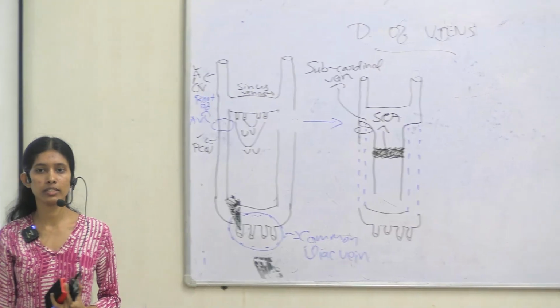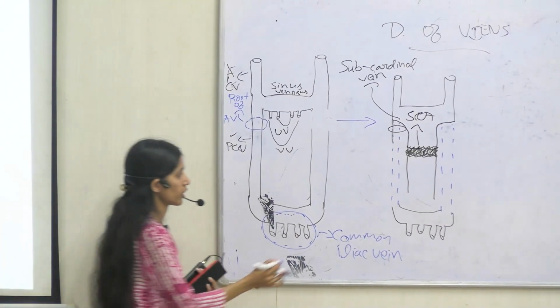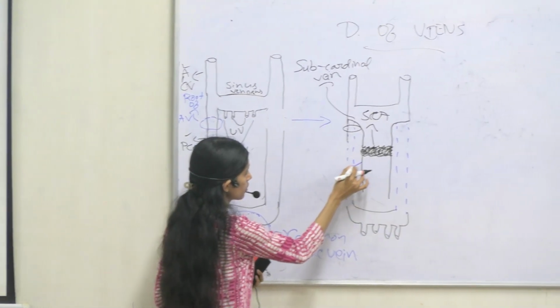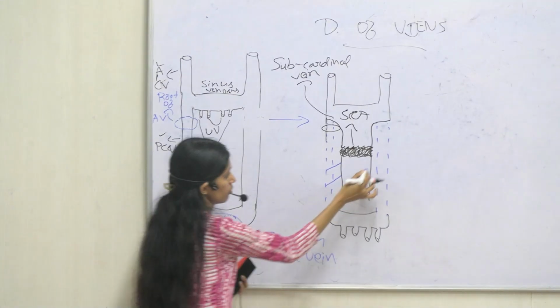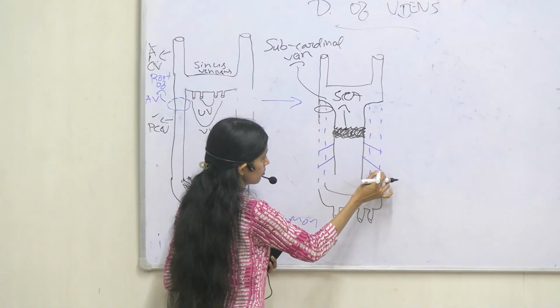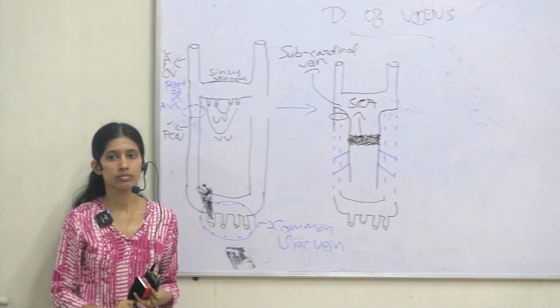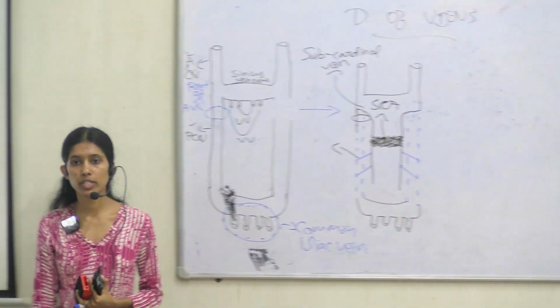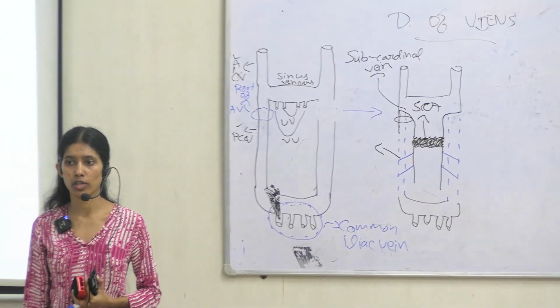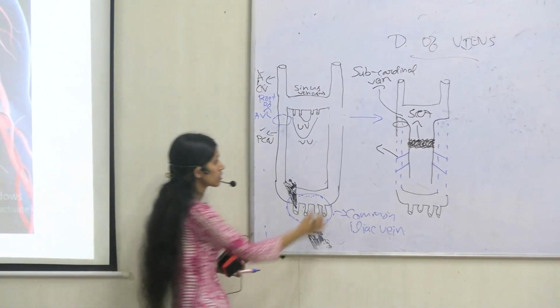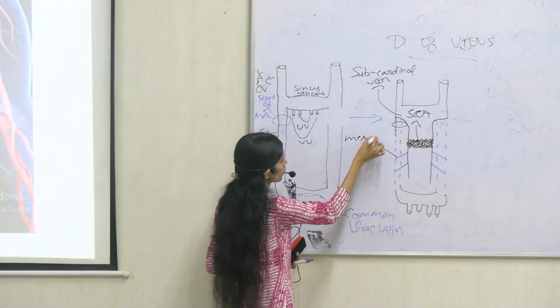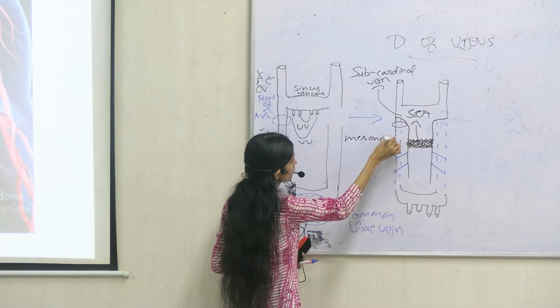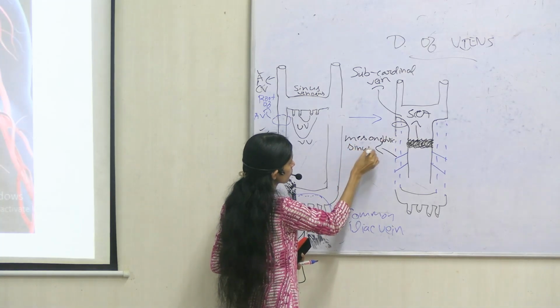Your subcardinal veins will also come in contact with the remaining posterior cardinal vein like this. And this part is called mesonephric sinusoids.